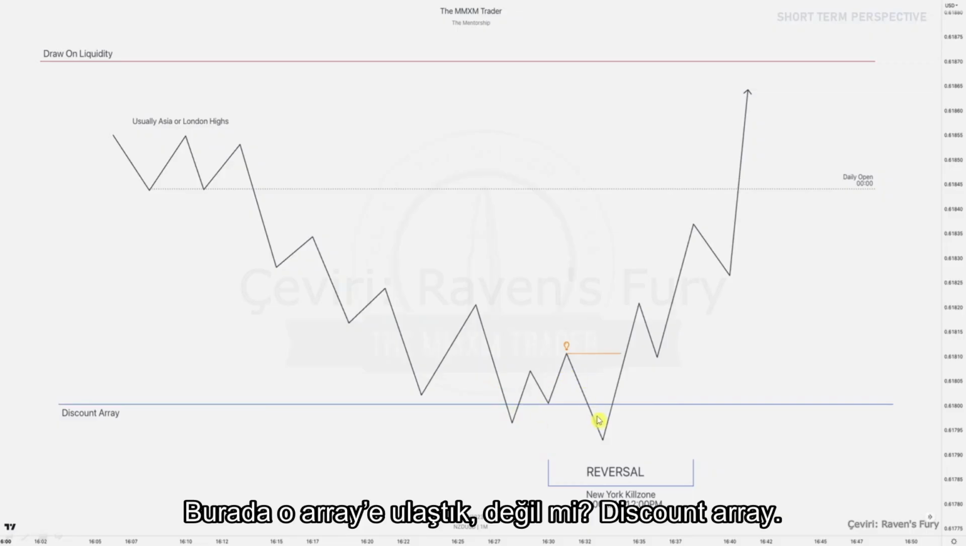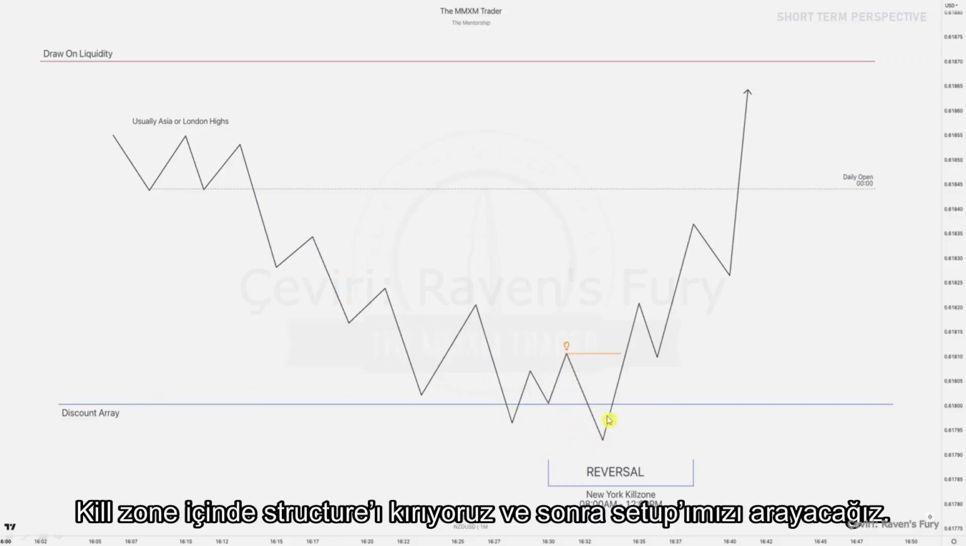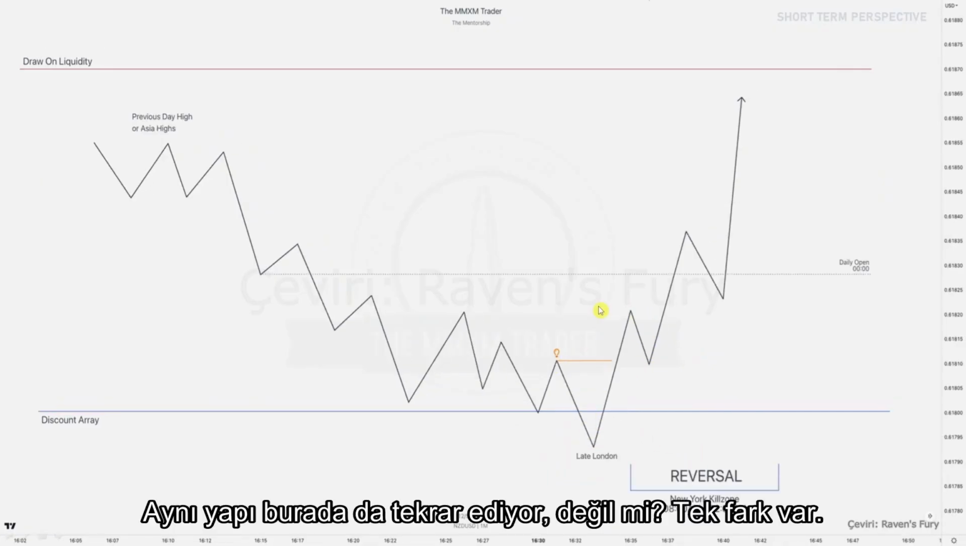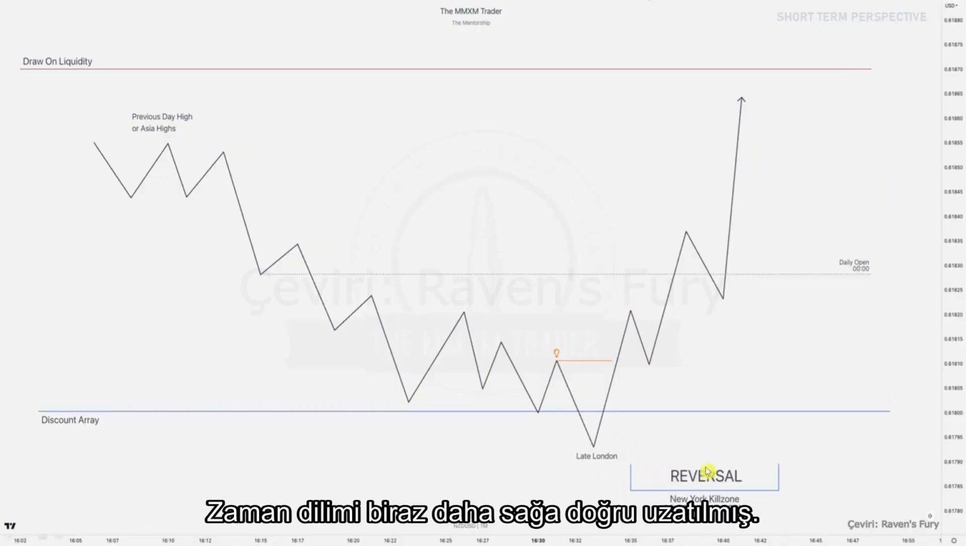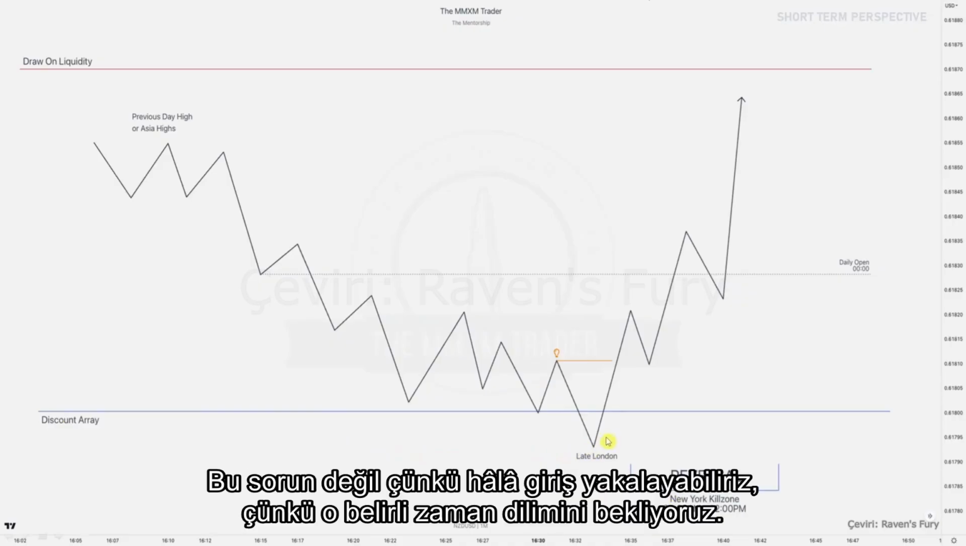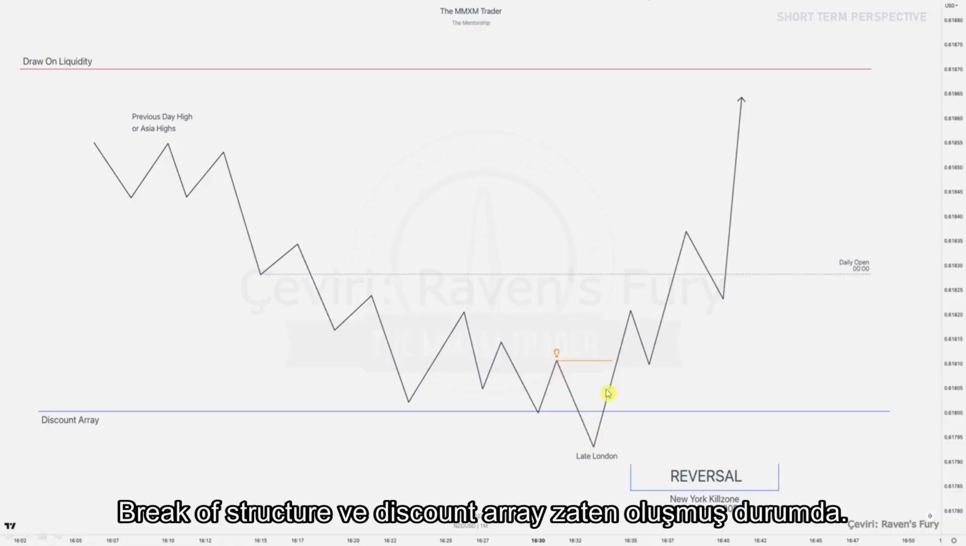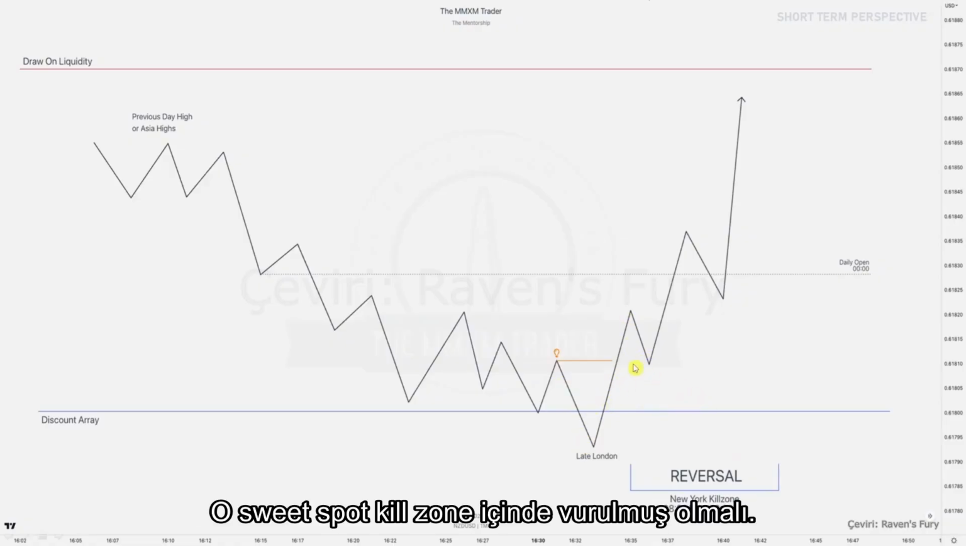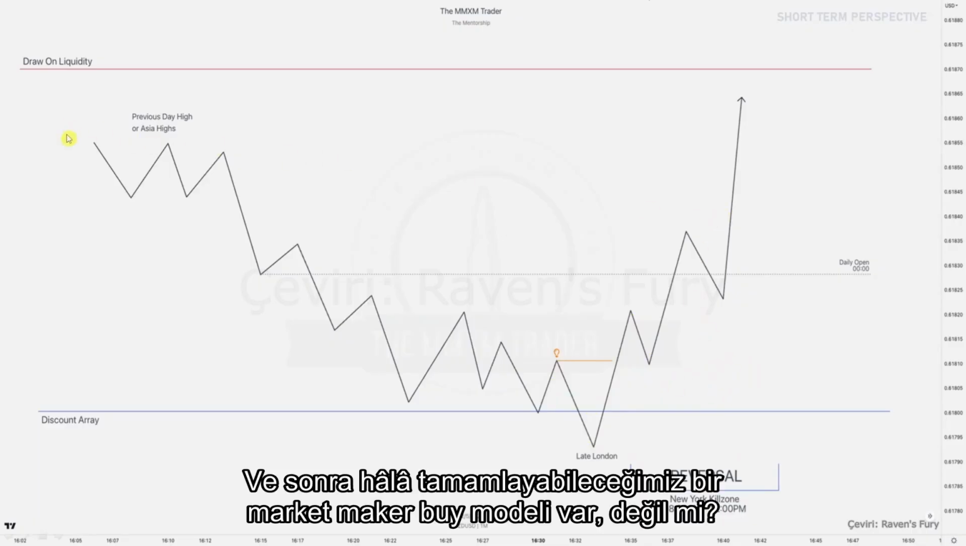So over here we hit that array, right? The discount array. We break structure up inside the kill zone, and then we're going to be looking for our setup. So same structure over here again, right? Only one difference. The time window is extended to the right a little bit further, right? Because then in late London we hit that discount array instead of that New York kill zone time frame. Now this is fine because we can still catch an entry because we wait for that specific time window, right? We know break of structure and a discount array has happened already, so that sweet spot should be hit within our kill zone, and then we still have that market maker buy model which we can complete.